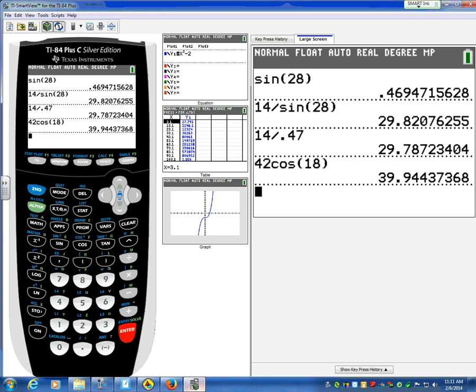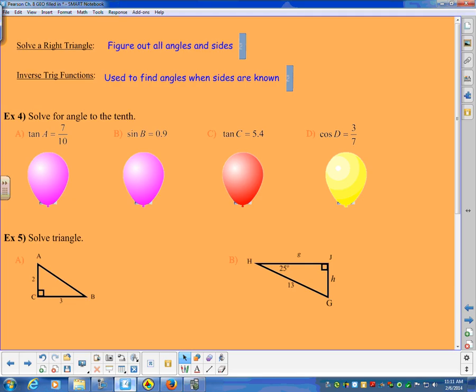Okay, so we're going to set up an equation and solve it for the angles in that case. So let me show you how to do this on your calculator. First of all, it says solve for angle to the tenth. So we're given tangent of A equals 7 over 10. So this time I'm asked to solve for A, the angle. If you're asked to solve for the angle, here's how you do it. You type in inverse tangent of that ratio. It looks just like this. You might want to write it down. Find A. A is equal to inverse tangent of 7 over 10. And you should put the 7 over 10 in parentheses just to be safe.